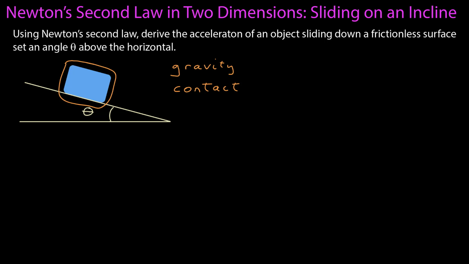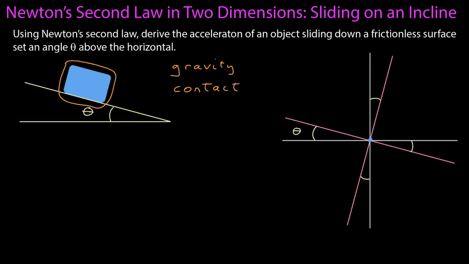So now we want a free body diagram, and when I have an inclined plane problem, I always set up two sets of axes. One set that is parallel and perpendicular to the ground, which is gray in this picture, and another set that is parallel and perpendicular to the surface, which in this picture is pink.